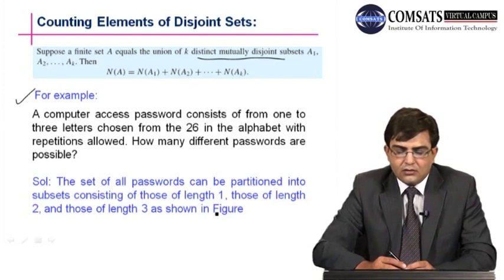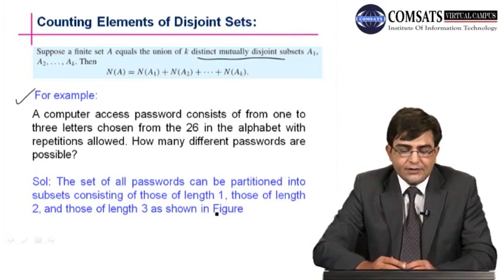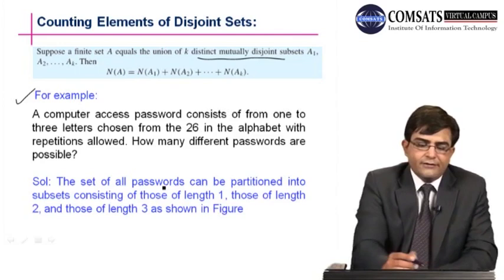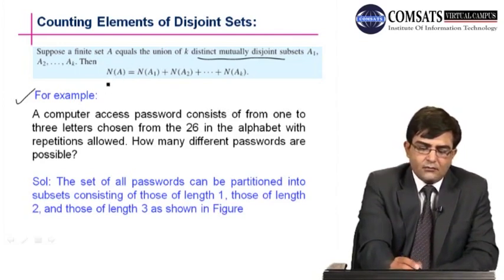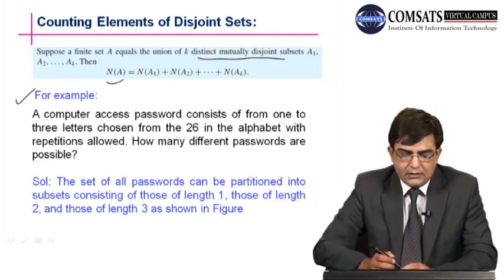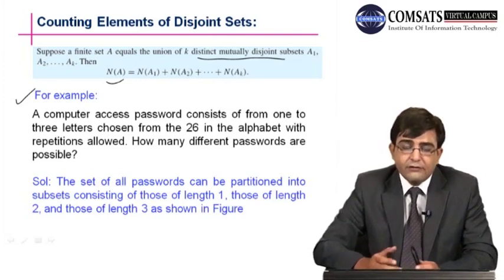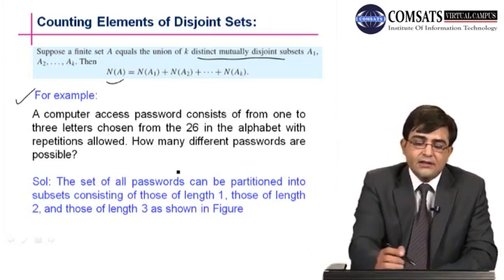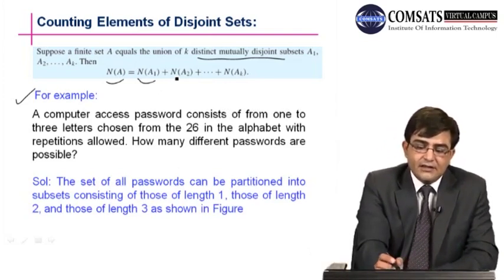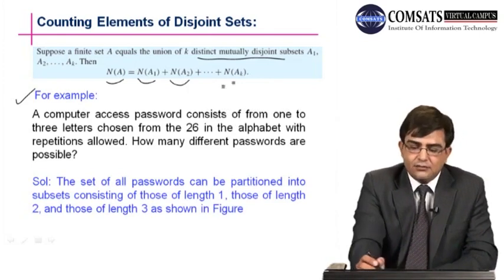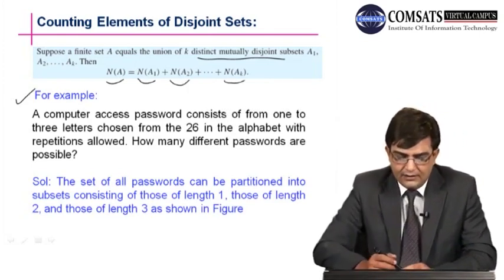This is called mutually disjoint sets: if we take any two subsets of A, their intersection is phi. Then the number of elements in A is basically the number of elements in A1, plus the number of elements in A2, and so on, plus the number of elements in Ak.